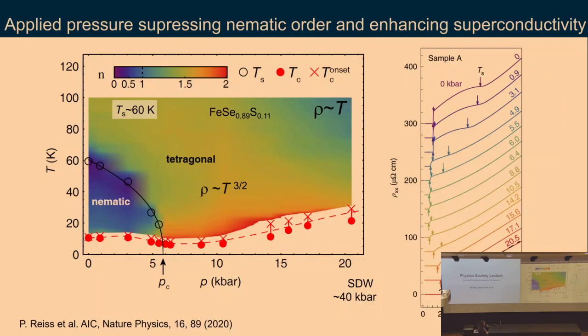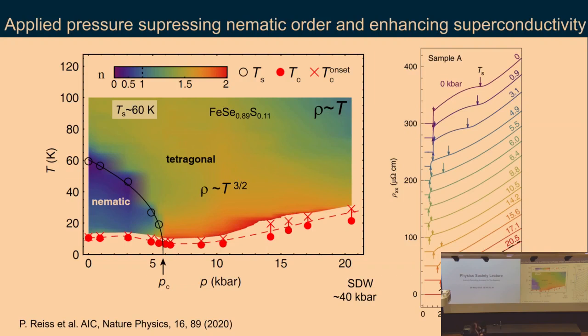Here's an example of a phase diagram constructed under applied pressure. So we took a system, iron selenium with 11% sulfur. We measured resistivity in this case. These are all the resistivity curves as a function of temperature. They are shifted vertically, and they are all superconducting. The anomaly here is where the nematic phase occurs. It has a very strong anomaly.